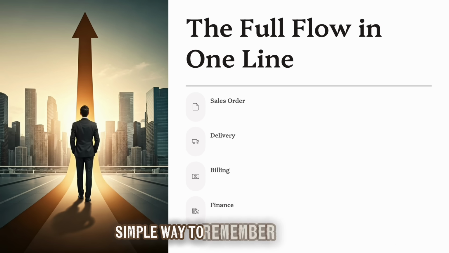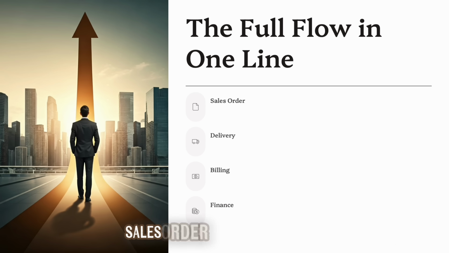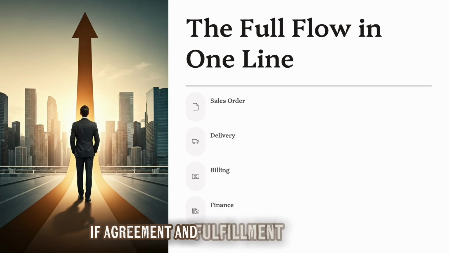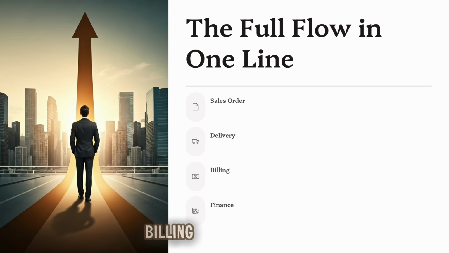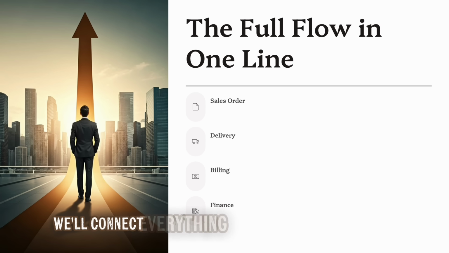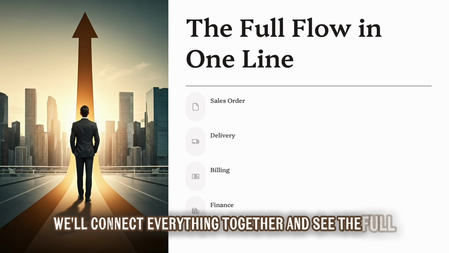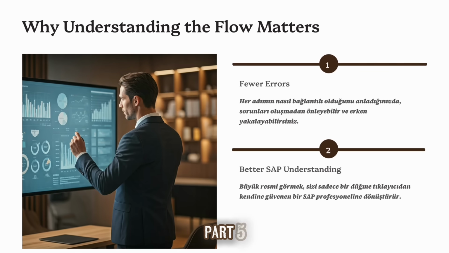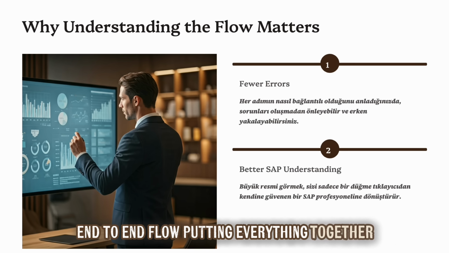Simple way to remember this step: sales order equals agreement, delivery equals fulfillment, billing equals payment request. If agreement and fulfillment are correct, billing works smoothly. In the next part, we'll connect everything together and see the full end-to-end flow from start to finish. Part 5. End-to-end flow, putting everything together.